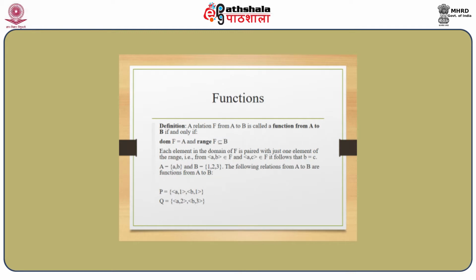So consider the sets A defined as {a, b} and B defined as {1, 2, 3}. The following relations from A to B are functions from A to B. P, the set consisting of (a,1) and (b,1). Q, defined as the set consisting of (a,2), (b,3).